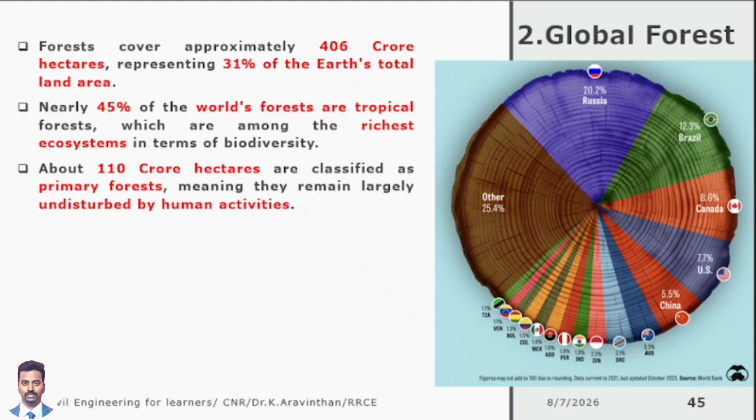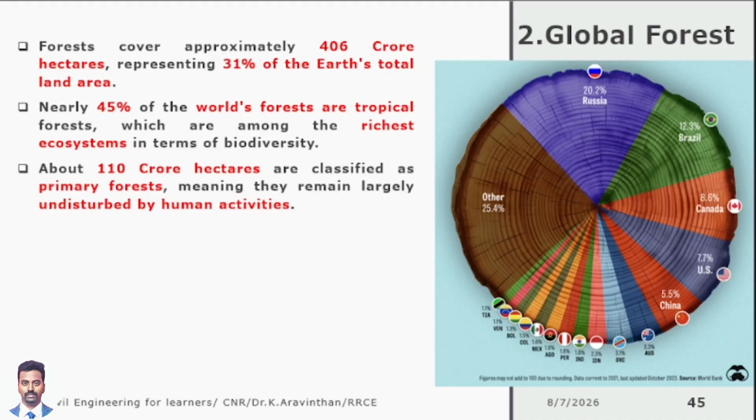What are the top 3 countries in agriculture? Agricultural products, developed countries. Forest countries I have told: Russia, Brazil, Canada. Now, top 3 in agriculture. India is top 1. Second one is the US. Third one is Russia. So Russians are topping in forest, and Russians are topping in agriculture also. In that, 110 crore hectares are there as primary forest.